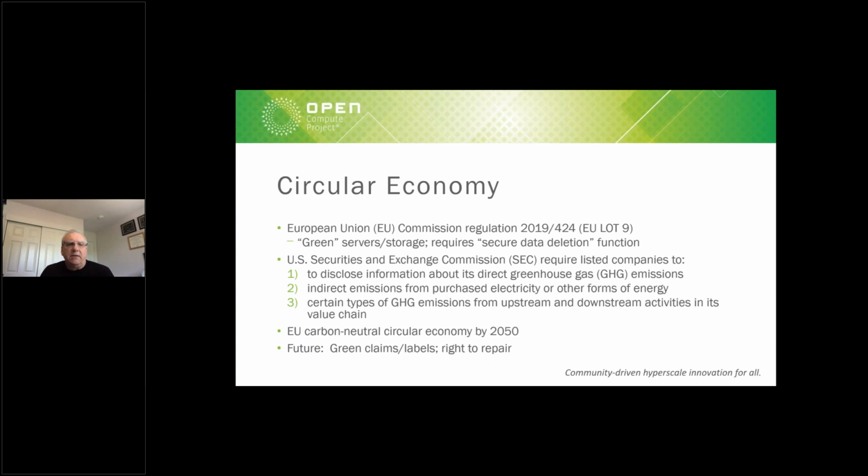We're also seeing that the U.S. Securities and Exchange Commission is beginning to operate in this space, and the issue that we're seeing right now is one of reporting for public companies. So they're being required to disclose information about the direct greenhouse gas emissions, indirect emissions from purchased electricity, other forms of energy, and emissions from upstream and downstream activities. Think of this as the value chain or supply chain.